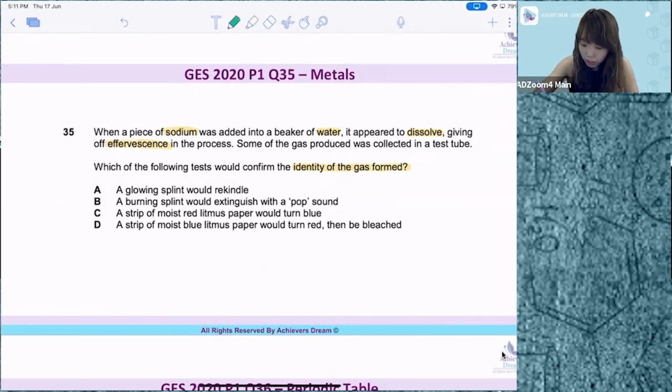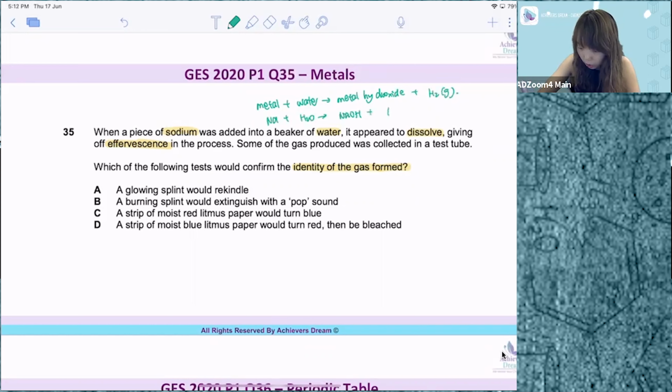Okay, sodium is your metal. So recall that metal, when it reacts with water, it would give you metal hydroxide plus hydrogen gas. So in this case, sodium, when it reacts with water, it will give you NaOH and H2 gas. So what I'm going to focus on for this question is the production of hydrogen, which is where you see the effervescence. So here, basically, they are asking you how to test for the presence of hydrogen gas.